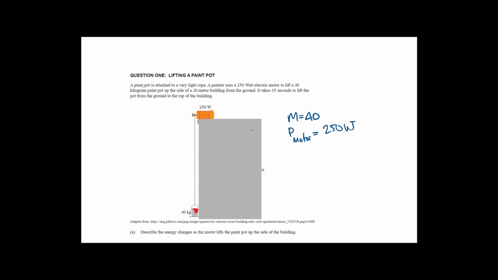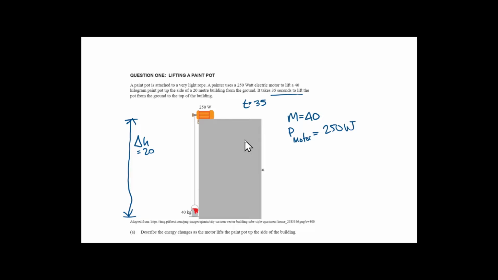We lift a 40 kilogram paint pot up the side of a 20 meter long drop. Okay, so our change in height is going to be equal to 20 meters. So it's already in SI units. And the time it takes to lift the pot is 35 seconds. So T is 35, seconds is the SI unit. Describe the energy changes as the motor lifts the paint pot up the side of the building.